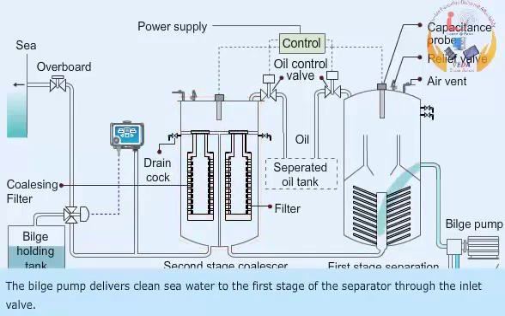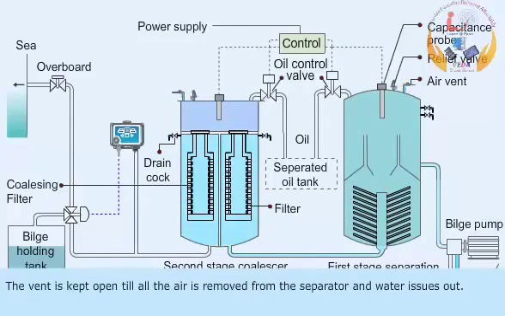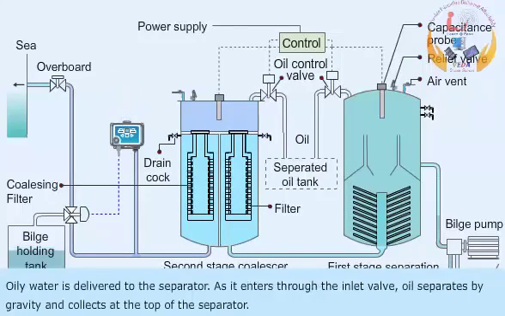Bilge pump delivers clean seawater to the first stage of the separator through the inlet valve. The vent is kept open till all the air is removed from the separator and water issues out. Oily water is delivered to the separator.